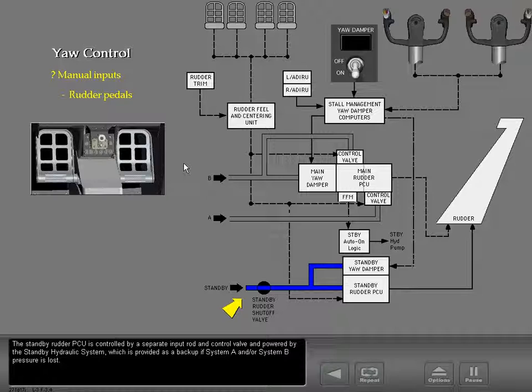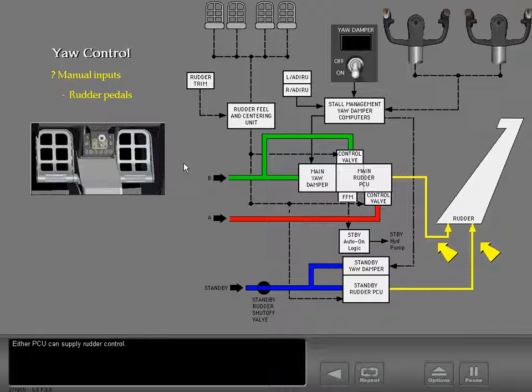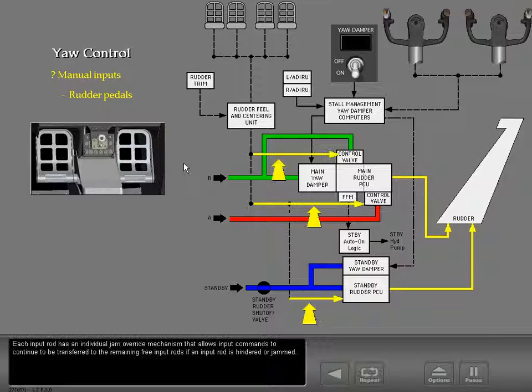The standby rudder PCU is controlled by a separate input rod and control valve and powered by the standby hydraulic system, which is provided as a backup if System A and/or System B pressure is lost. Either PCU can supply rudder control. Each input rod has an individual jam override mechanism that allows input commands to continue to be transferred to the remaining free input rods if an input rod is hindered or jammed.